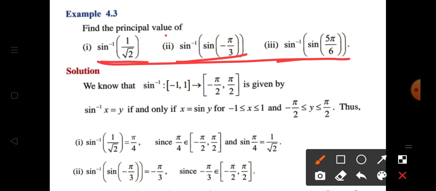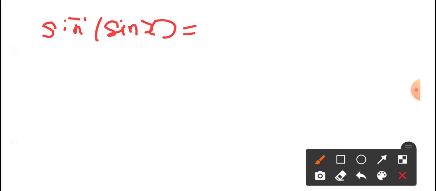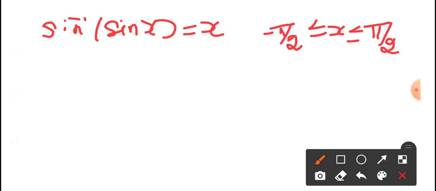Okay, first we are going to listen to one formula we already learnt in 11th standard. Now listen, sin inverse of sin x. Do you know the sin inverse of sin x? This is equal to what? Sin inverse of sin x equal to x, when x lies between minus pi by 2 less than or equal to x less than or equal to pi by 2. X lies in the minus pi by 2 to plus pi by 2 interval.